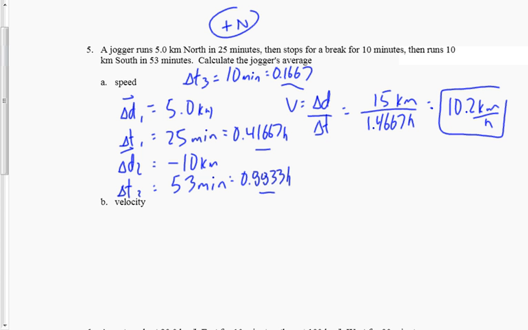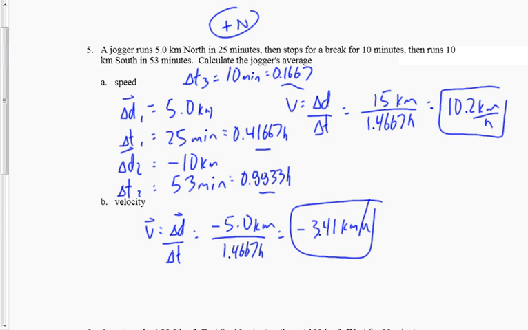Now my average velocity is going to be found by taking displacement divided by time. And the displacement here would be 5 plus negative 10, which gives me negative 5.0 kilometers, divided by a time here in hours of 1.467, which gives me negative 3.41 kilometers per hour, or 3.41 to the south kilometers per hour.